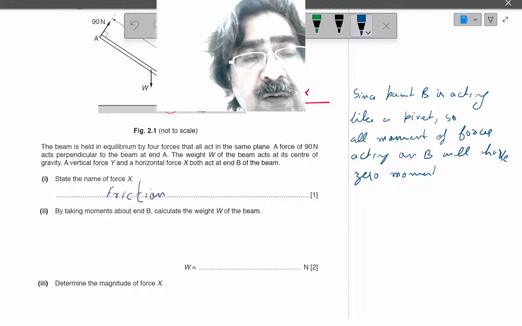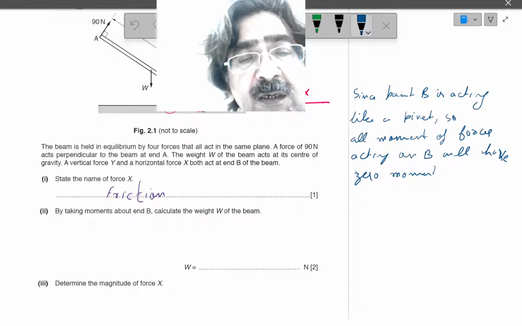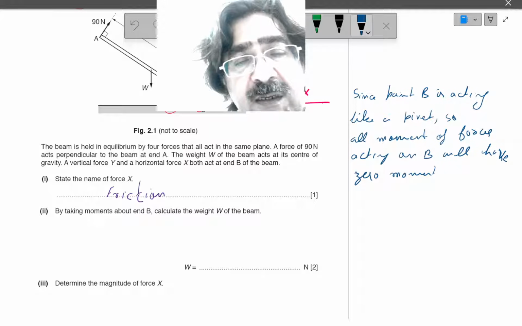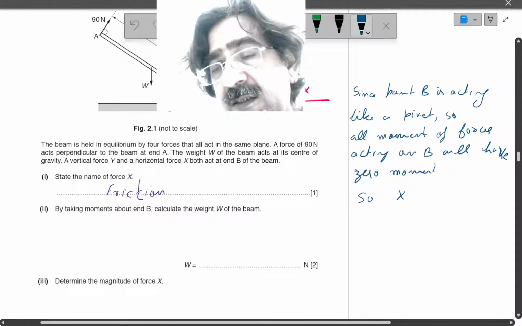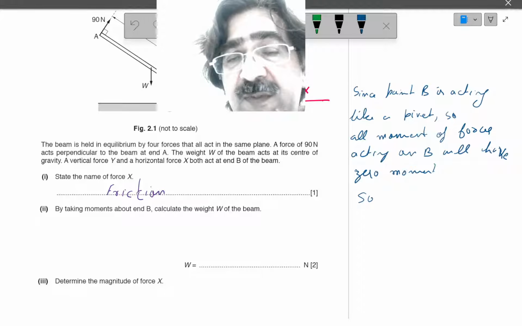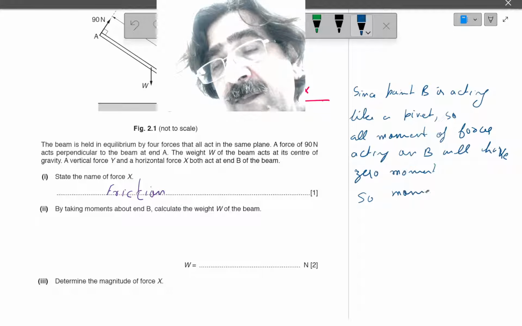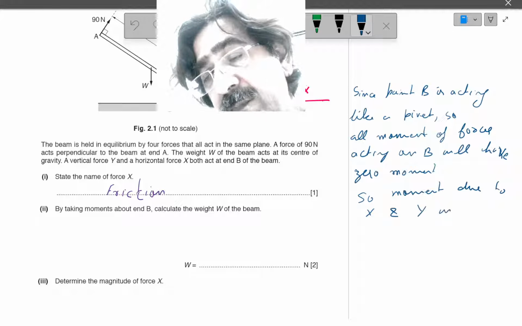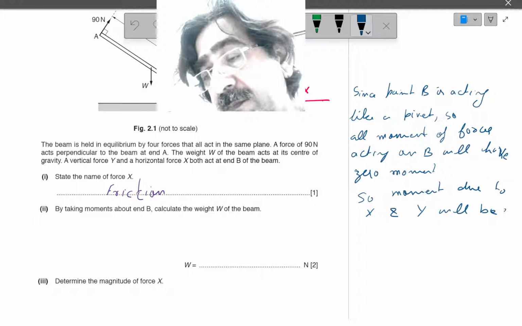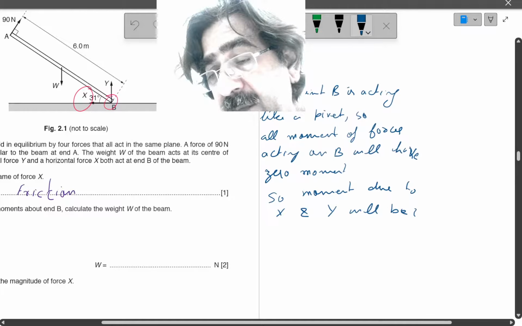Okay, so from the pivot point, the x and y forces are passing through B, and the vertical displacement will be zero, so that's why the moment due to x and y will be zero.